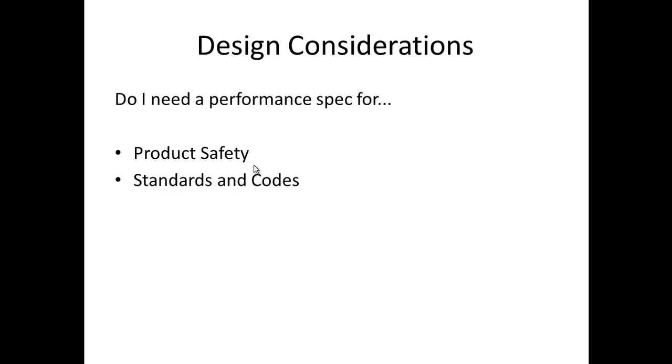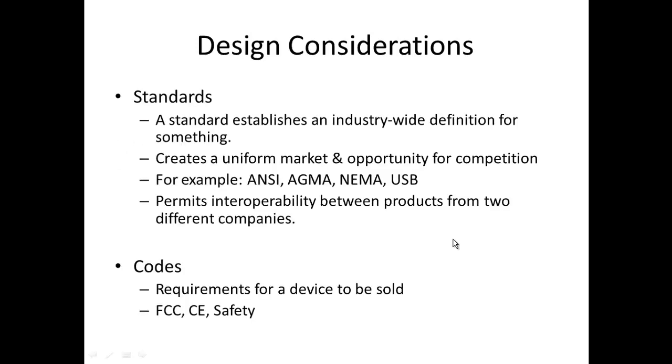Code should be differentiated from a standard. A standard establishes an industry-wide definition for something. It creates a uniform market and an opportunity for competition. For example, ANSI establishes the standard for threads for screws.